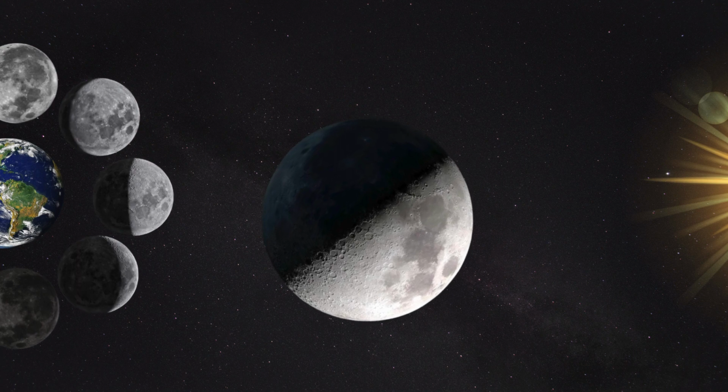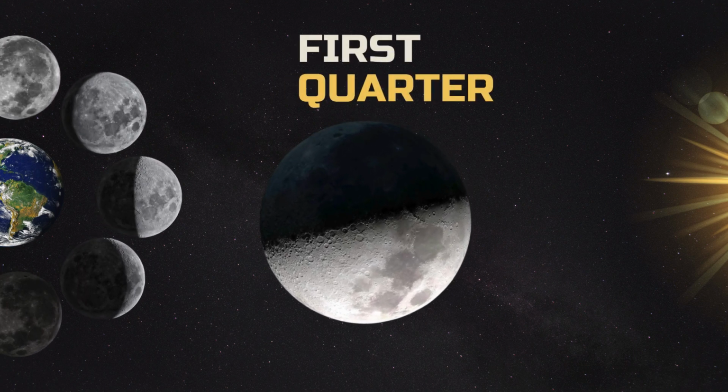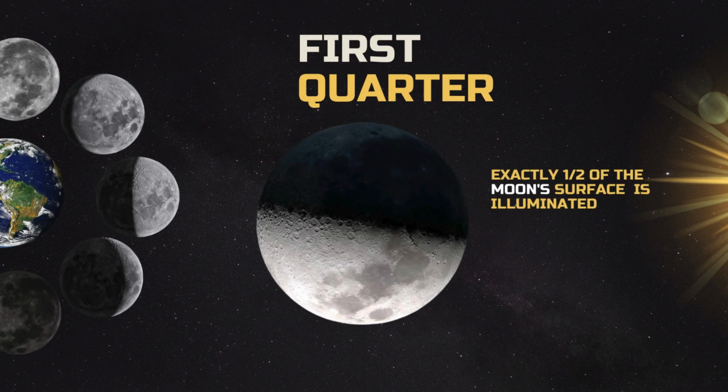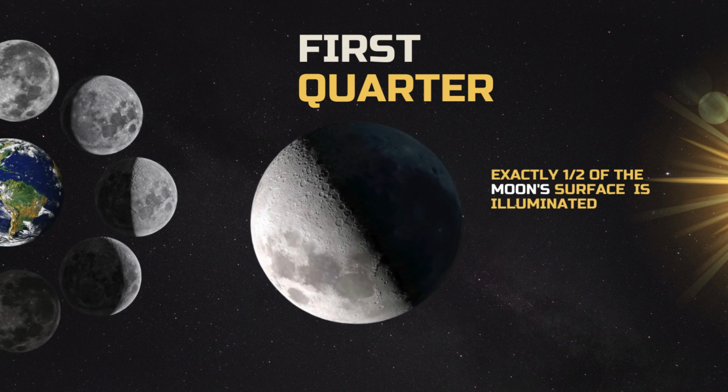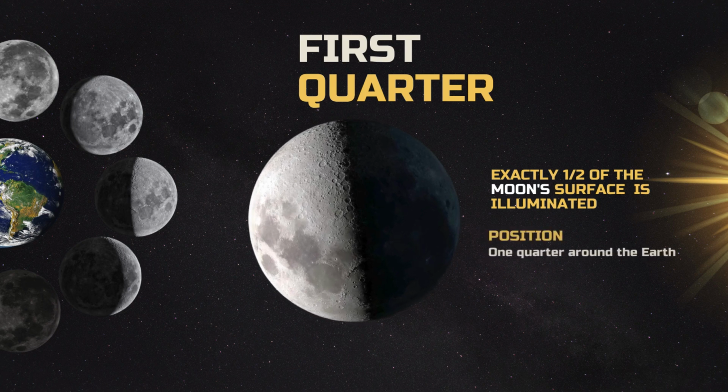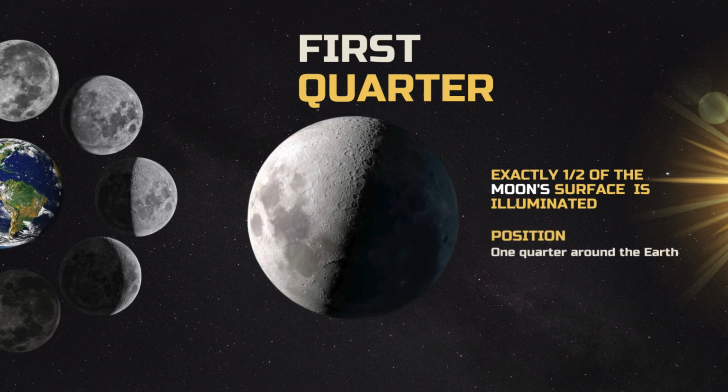Next up, we reach the first quarter phase. Here, exactly half of the moon's surface is illuminated, as it has made 1/4 of its orbit around the Earth. In this phase, the moon is 1/4 around the Earth.